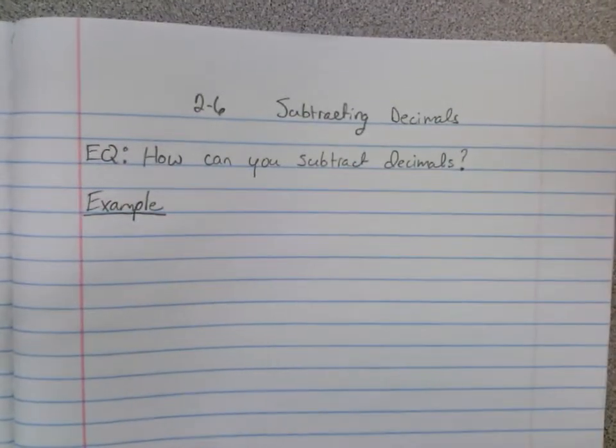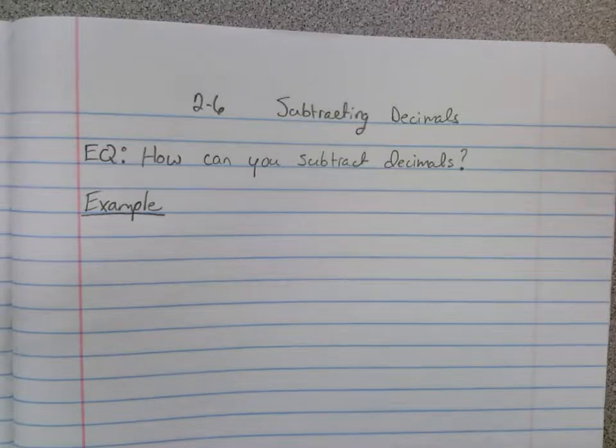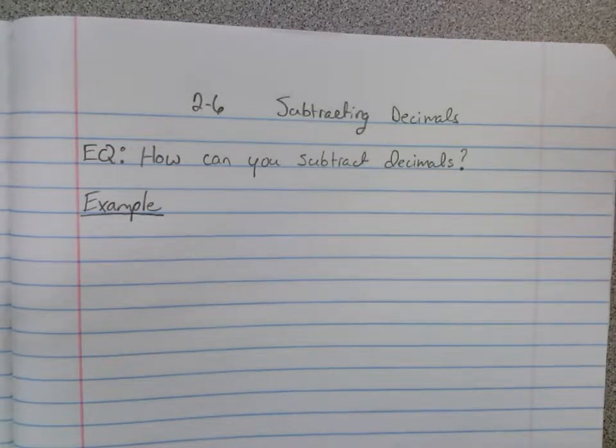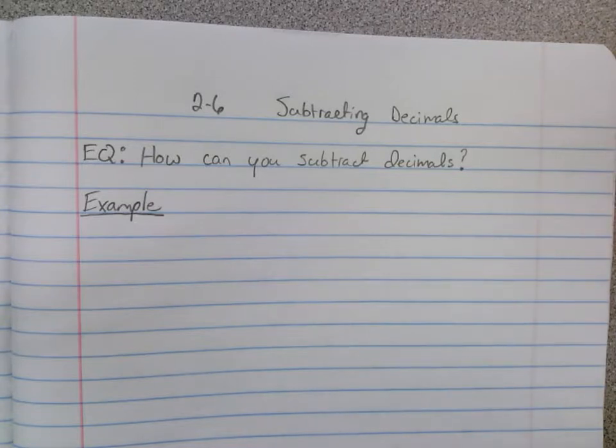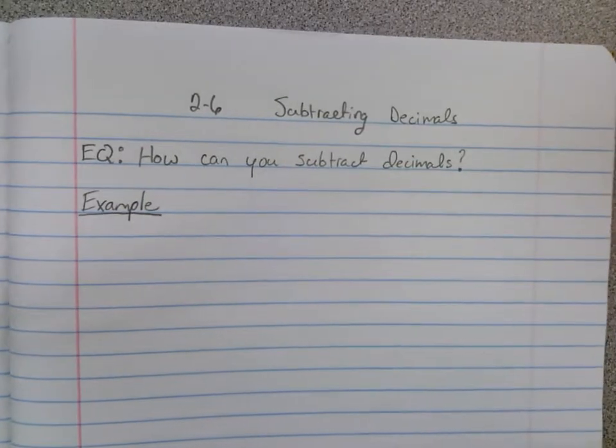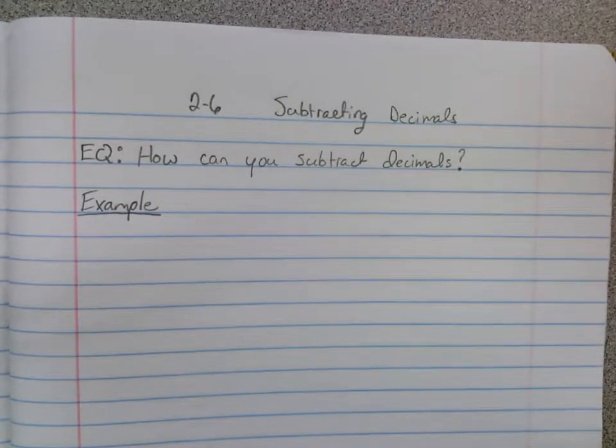Today we're going to work on lesson 2-6, which is subtracting decimals. You guys can find it on pages 46 and 47. The first thing we need to look at is our essential question: How can you subtract decimals? Now think about that for a second. How do you subtract money? Because money and decimals are very similar.